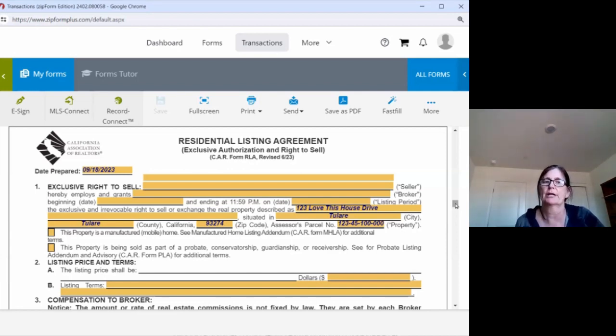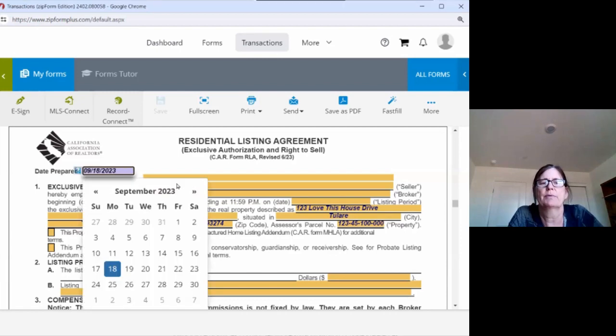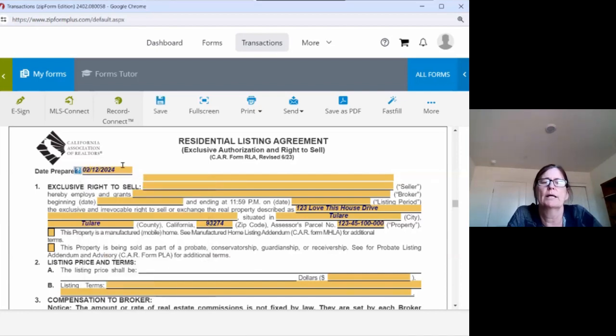Okay, so I'm going to start with my first question, date prepared. So date prepared, obviously we're not in September. We are February 12th. What's important about date prepared? So if I am preparing this today, but the agreement doesn't go into effect until the 14th, and I'm not even going to present it to the seller to sign until the 14th, do I put the 12th here or do I put the 14th here?